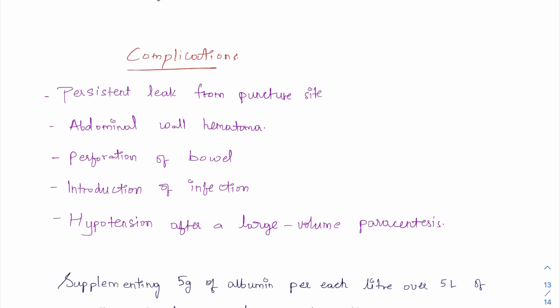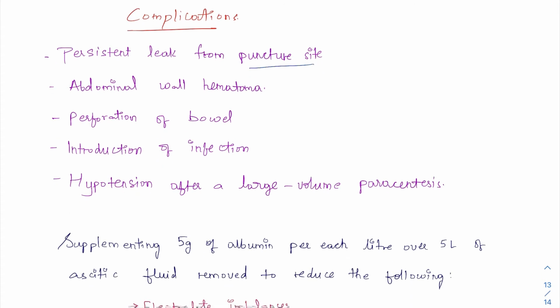Next we are coming to the complications of this process. Complications are persistent leak from the puncture site, abdominal wall hematoma, perforation of bowel, introduction of infection, and hypotension after a large volume paracentesis.